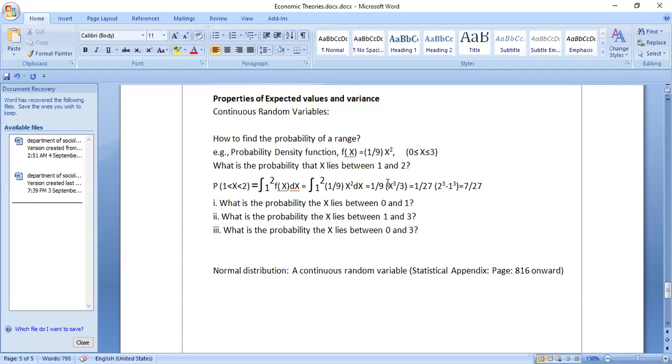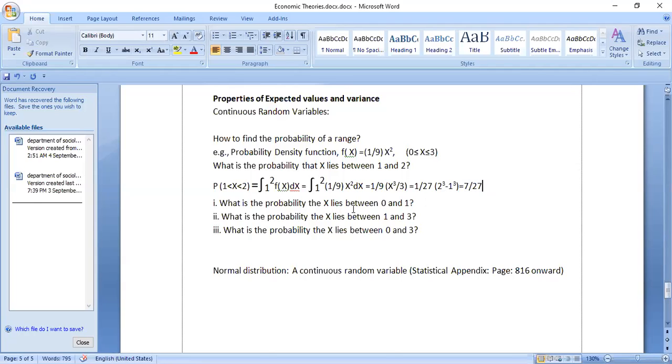And you do the math and you get something. Obviously, it's less than 1. And question: how to find the probability that a continuous random variable lies between two values? Everybody with me here? I hope you all are on the same page.